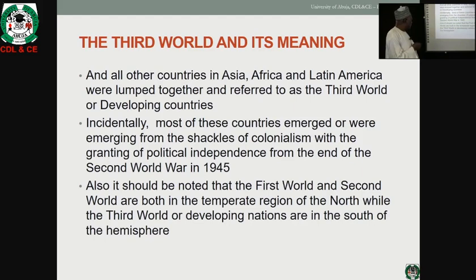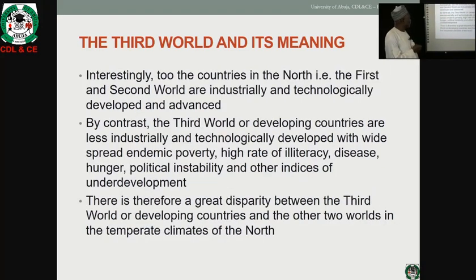It is also important to note that the First and Second World, that's the USA bloc, the West, and the Eastern bloc led by the USSR, all fall within the temperate region of the North, while the Third World, all the developing nations, are in the South of the Hemisphere, the tropics and subtropics.